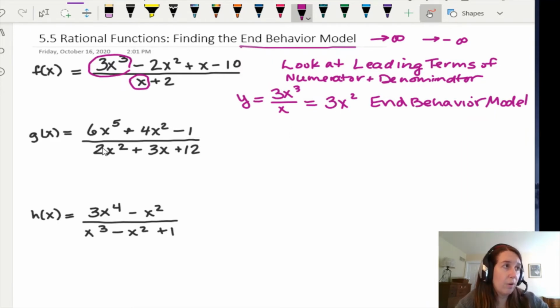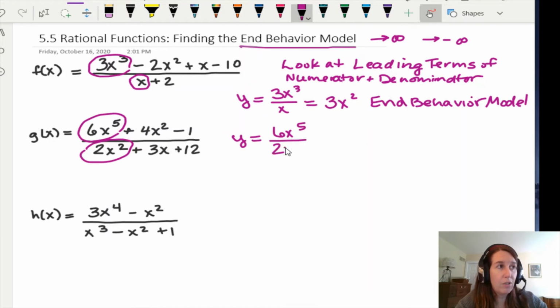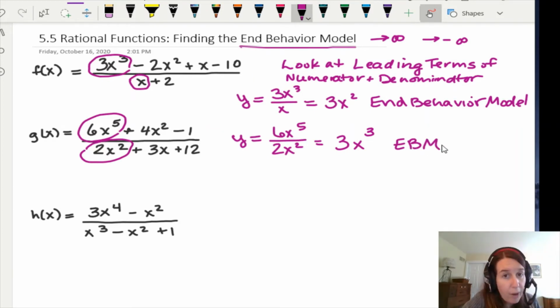All right, in our second one, we're looking at 6x to the fifth on the top and 2x squared on the bottom. We're going to ignore the other terms because they won't be big when we're looking at its ends. So this would be 6x to the fifth divided by 2x squared. You will do 6 over 2 and get 3. And when you're dividing x to the fifth by x squared, remember you subtract the exponents, so 5 minus 2 is 3. So our end behavior model, I like to just say EBM, but in MyMathLab they call it the end behavior model, is just y equals 3x to the third.